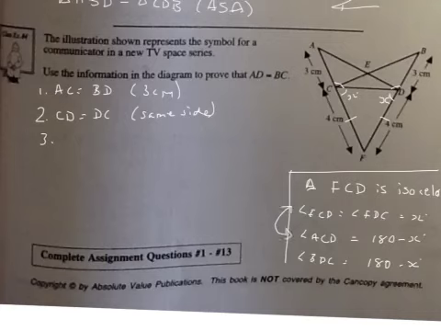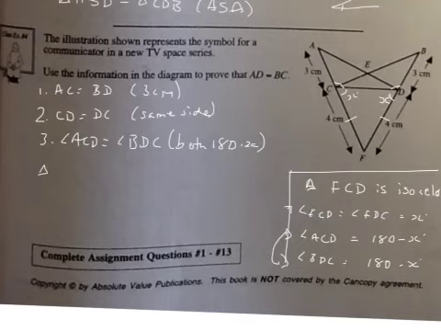So we can say angle FCD is equal to angle ACD. Sorry, my apologies. Angle BDC. So we need to erase that there. Not those two angles are the same, but these two angles are the same. So angle ACD is equal to angle BDC, and they're both 180 minus x.